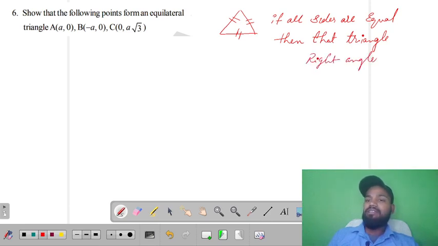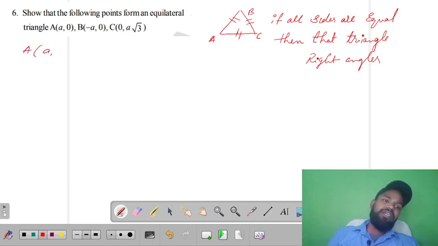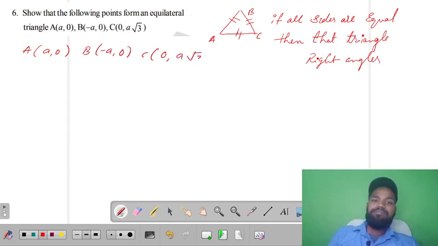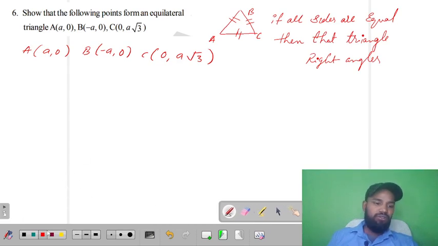Right angle triangle. So what we do here, we have to find, for suppose A, B, C. A equals A comma 0, B equals minus A comma 0, and C equals 0 comma A root 3. Okay, we should find them. Now we should find the distances between them. So first of all, the solution is the distance formula.